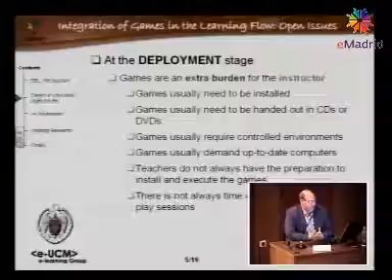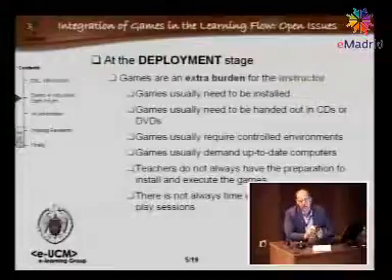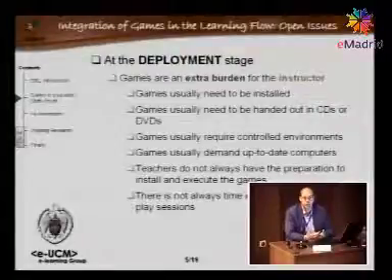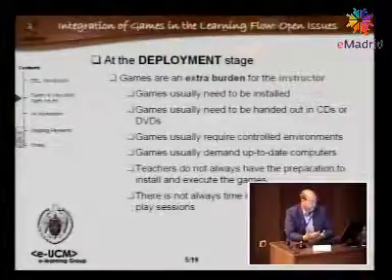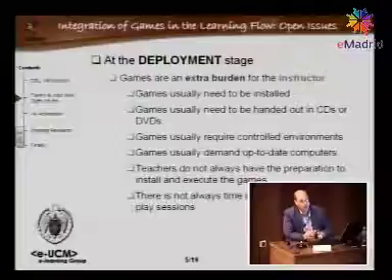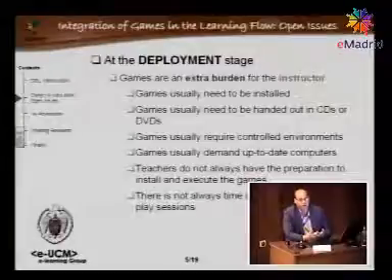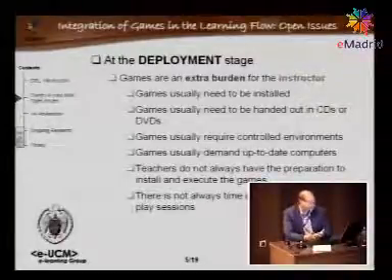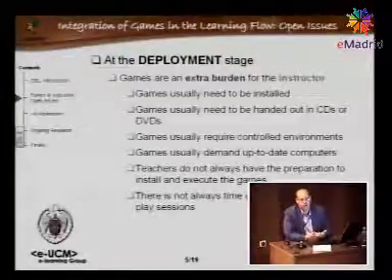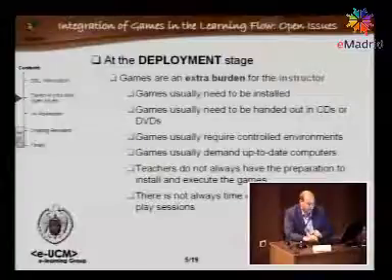At the deployment stage, if you don't involve instructors, they usually tend to see the games as a problem because they don't know how to deal with this new language for them. Games are difficult to install, they need very sophisticated computers. Usually many of the teachers have no idea of how to deal with the technical problems. Also, in many cases, that takes a lot of time, and so the instructors say, this is not for me, there's not enough time for playing with these games.